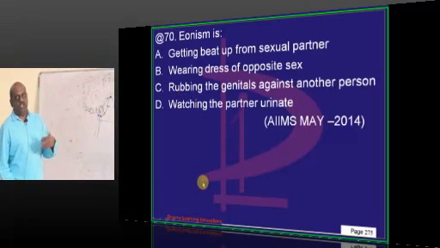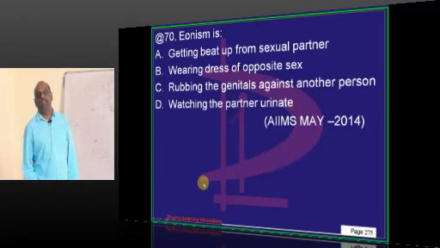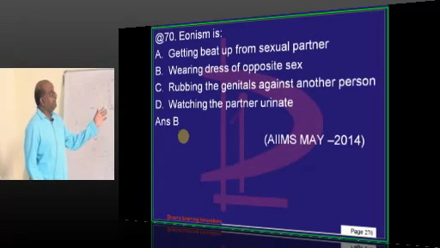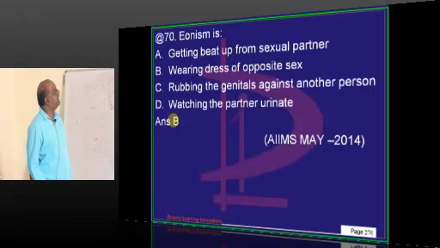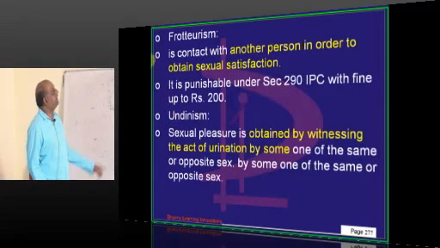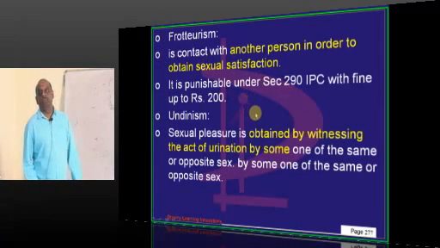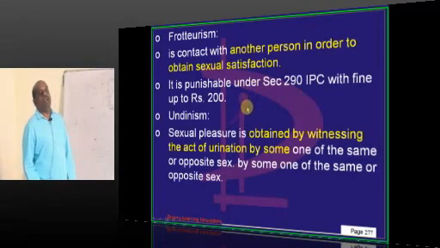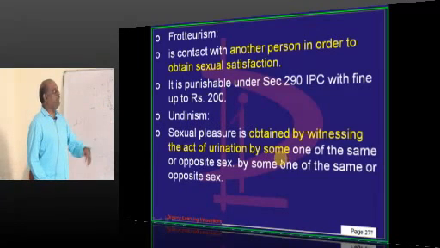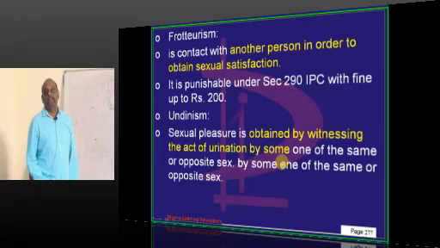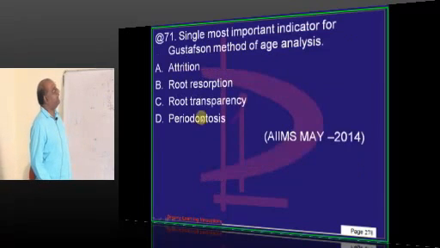So what is eonism? One sexual perversion is a part of the AIIMS MCQ every time, every season. So wearing dress of the opposite sex, right? Then what is frotteurism? Contacting another person in order to obtain sexual gratification is basically called frotteurism, which is punishable under section 290 IPC, 200 rupees fine. Urolagnia is sexual pleasure of watching somebody of the opposite sex urinating.